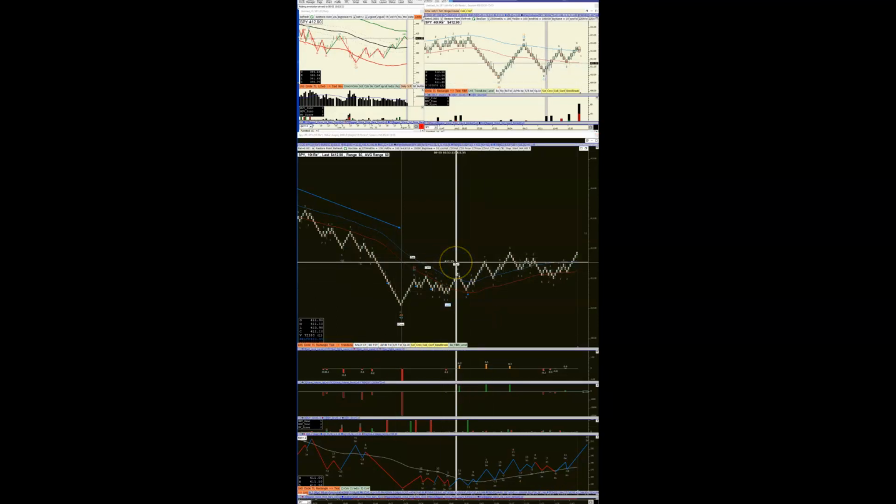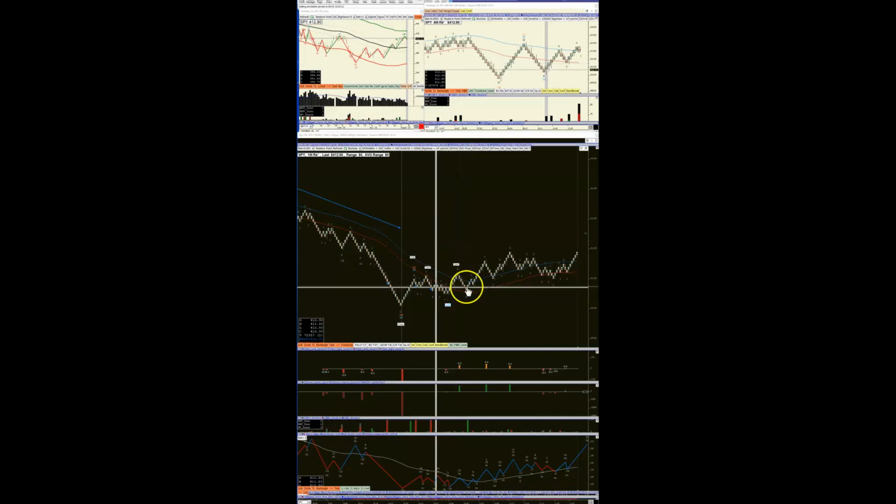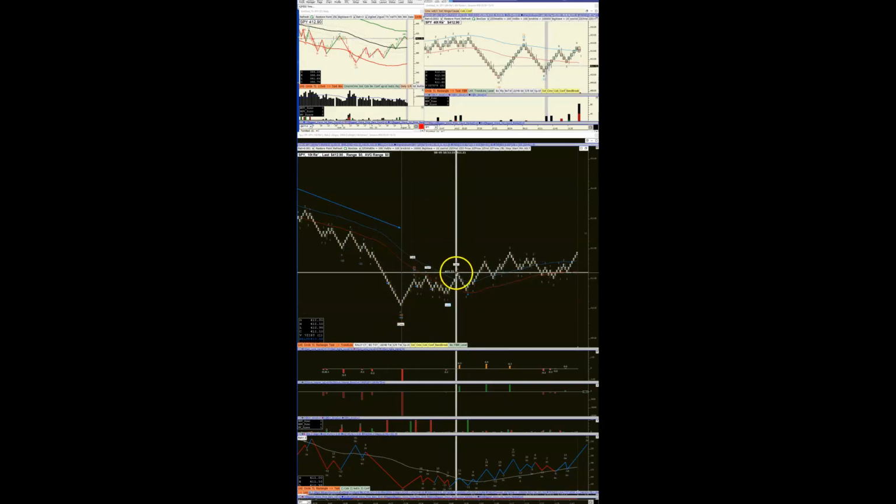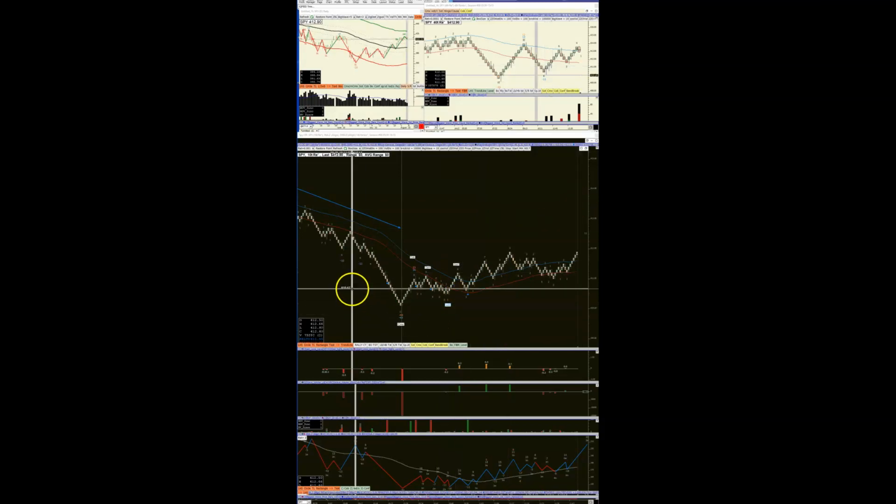That higher high right there, that's it. That is telling you, it's forecasting the trend. That confirmation higher high after these behaviors is forecasting a significant uptrend.